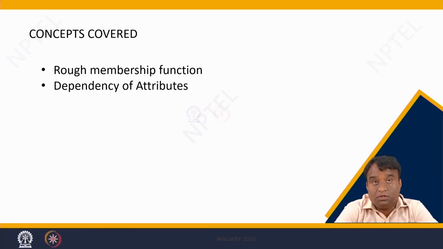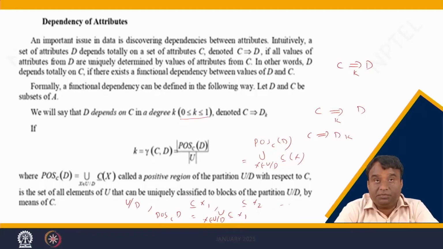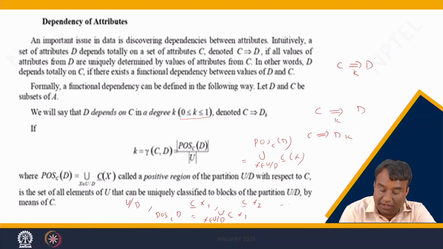We have understood graph membership functions. Now, dependency of attributes. An important issue in data is discovering dependencies between attributes. A set of attributes D depends totally on a set of attributes C, denoted as C implies D, if all values of attributes from D are uniquely determined by values of attributes from C. In other words, D totally depends on C if there exists a functional dependency between values of D and C. Formally, a functional dependency can be defined in the following way.